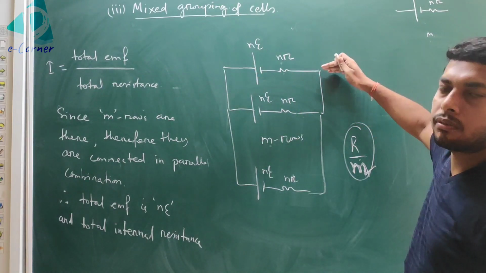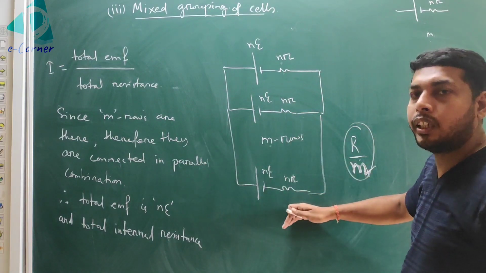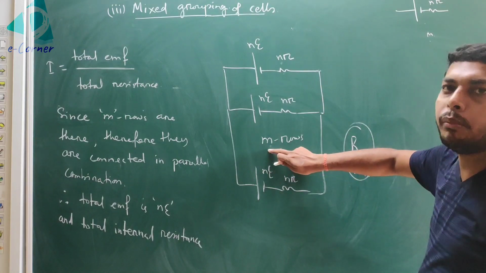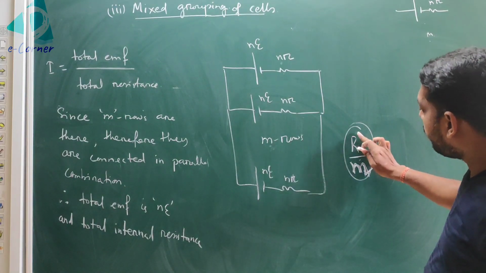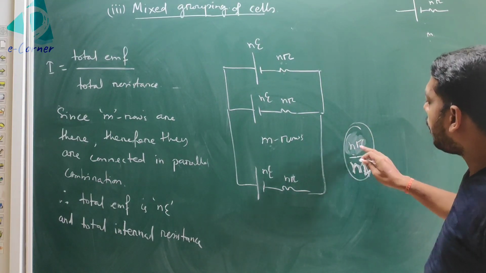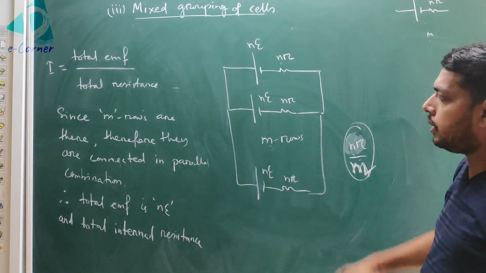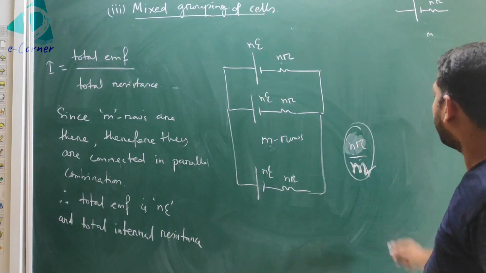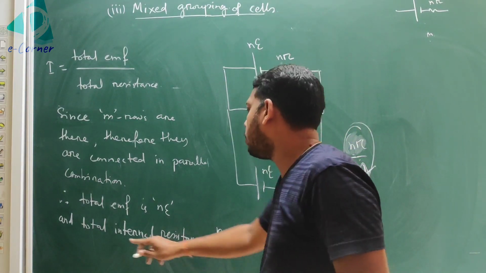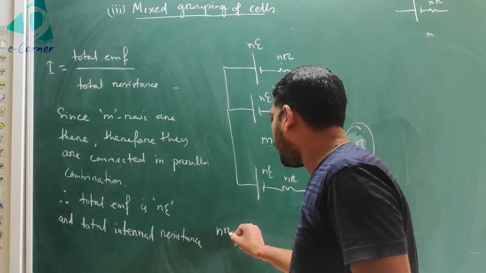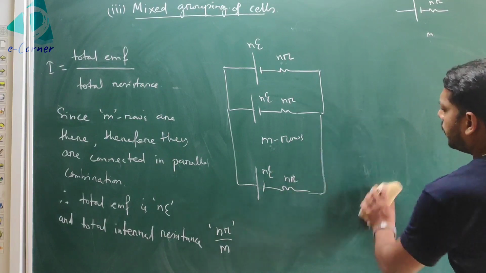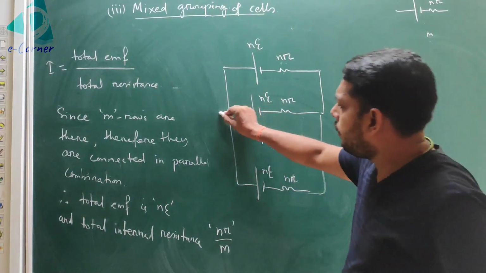n are in series. Rather, m rows are there. That's why m parallel combinations are there. Therefore, we will divide. This R is what? This R is nothing but your n into r. So our net internal resistance for m rows will be nr upon m. So this is the value. Total internal resistance nr upon m. Okay? So if this is done, then we are having again this one.